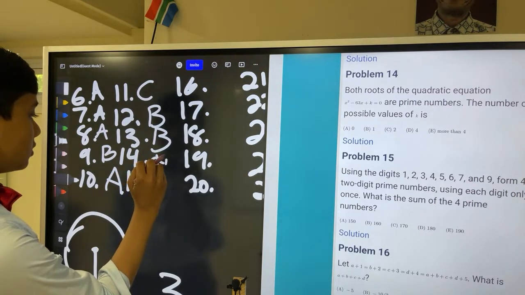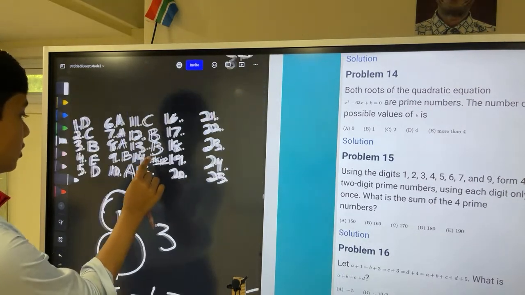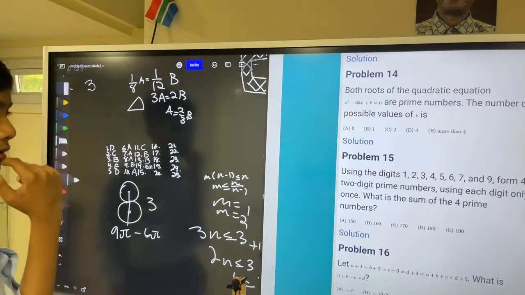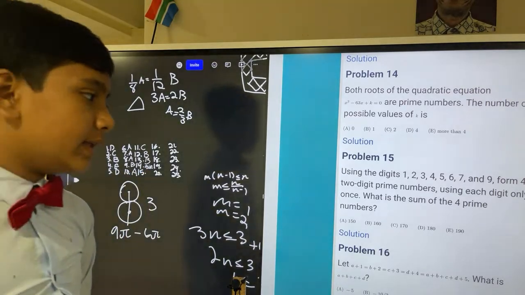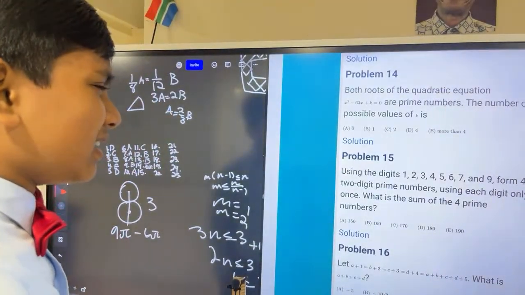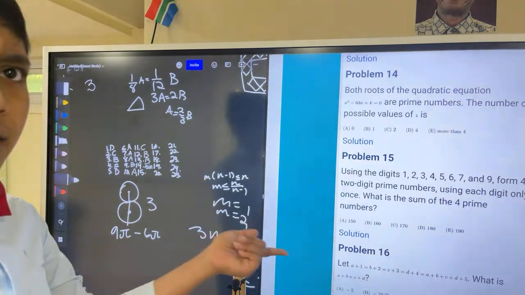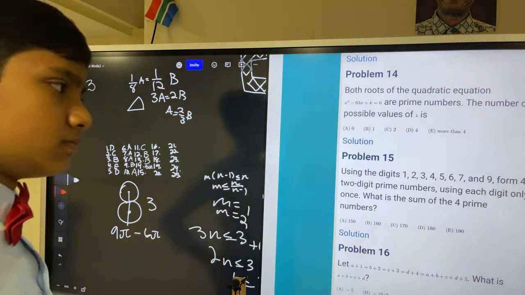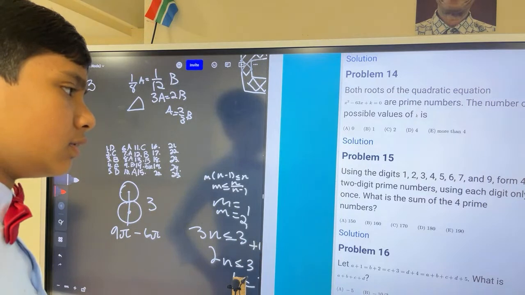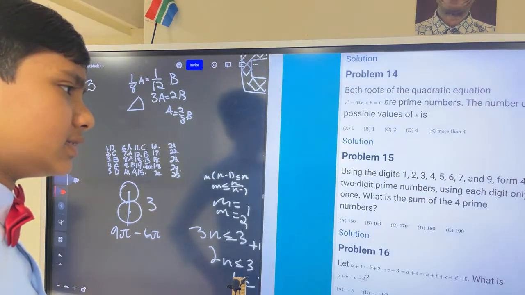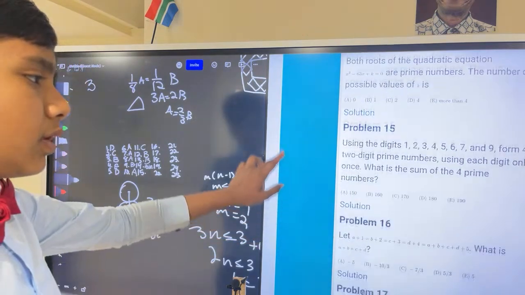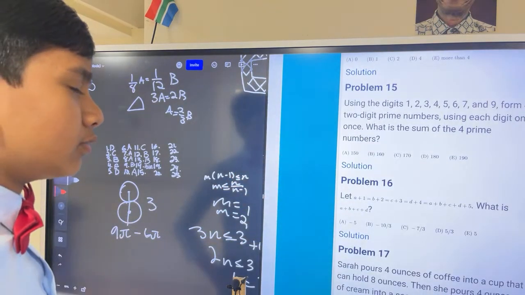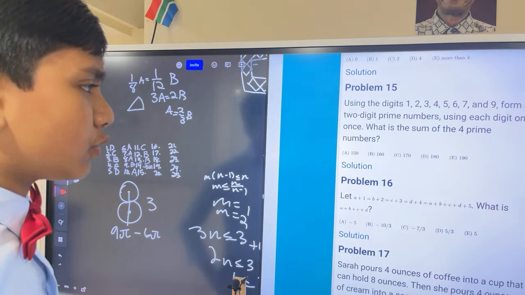Which one is keeping? 14. 15. Using the digits 1, 2. Hey, I've done this one before. 1, 2, 3, 4, 5, 6, 7, and 9 form four 2-digit prime numbers, using each digit only once. What is the sum of the 4 prime numbers?